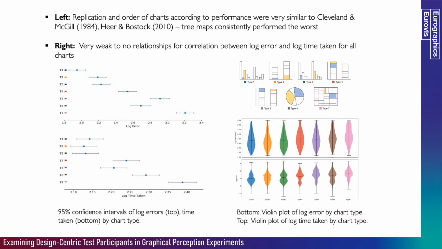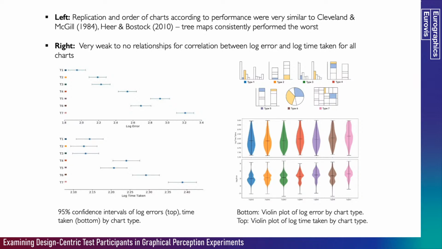Our results generally replicated earlier studies and the order of performance among the charts, surprisingly. We found a significant effect of chart type on response accuracy and a similar order of accuracy between the chart types as in Cleveland and McGill and here in Bostock. Bar charts, specifically type 1, were the best performing, and tree maps, or type 7, performing the worst for accuracy. Overall, all chart types significantly differed from each other for accuracy.